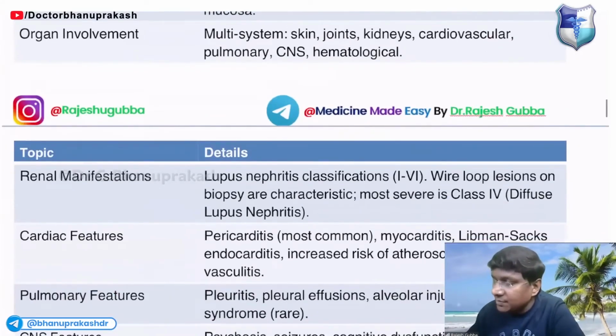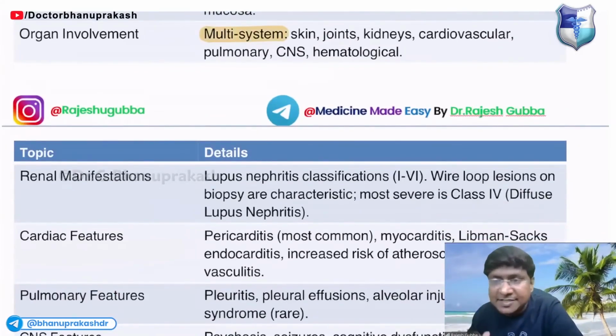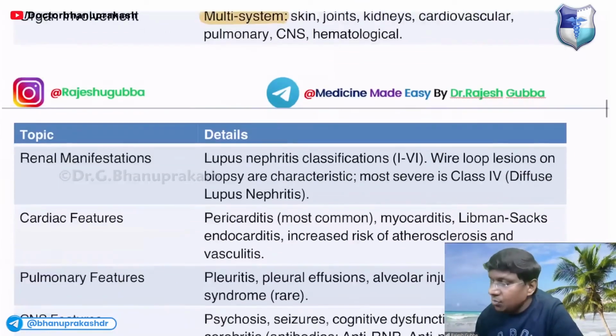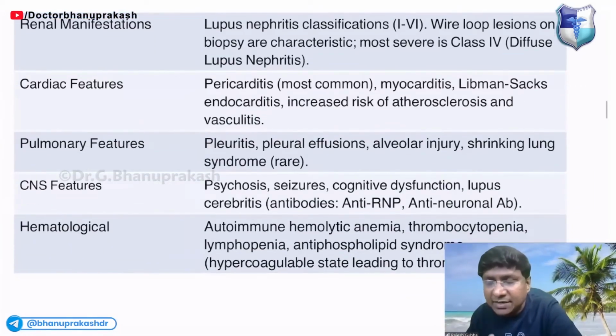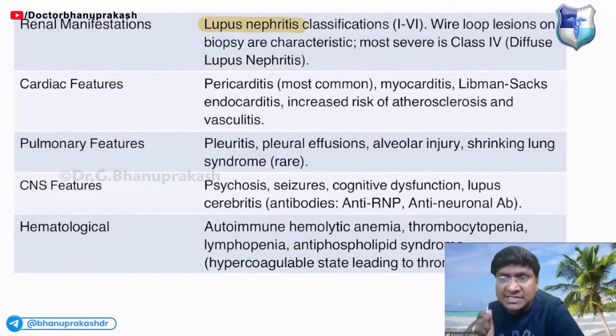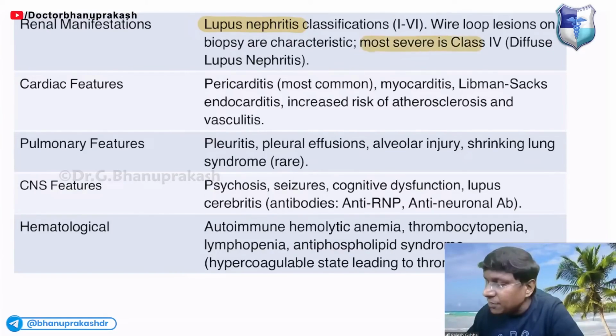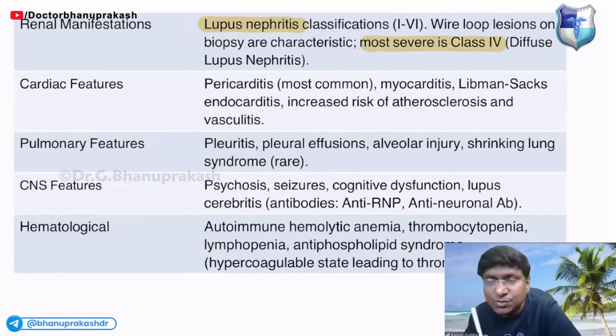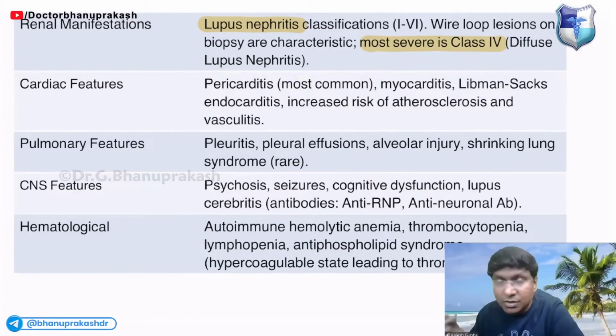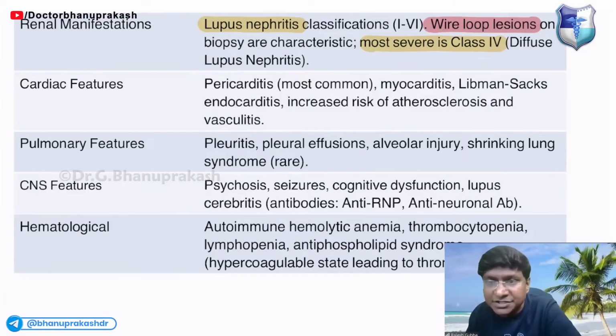If you take the organ involvement, multiple systems are affected. Skin, joints, kidneys, heart, lung, CNS, blood, everything is affected. What is the kidney involvement? It will be in the form of lupus nephritis. There are totally 6 classes of lupus nephritis. But among all these, which is the most severe form? The most severe form is class 4, which is diffuse lupus nephritis. What is the characteristic biopsy lesion in lupus nephritis? That is the wire loop lesions.